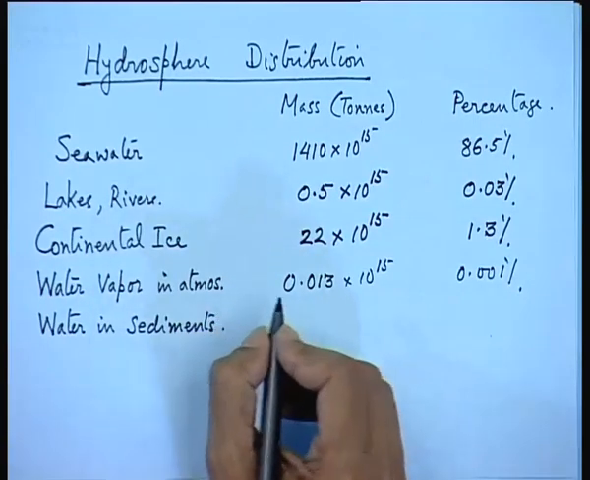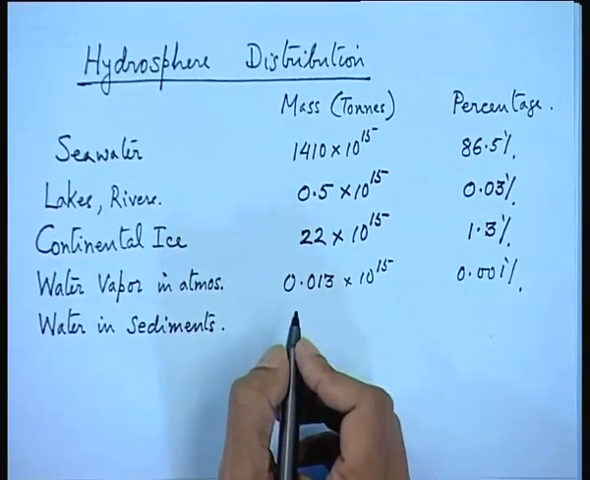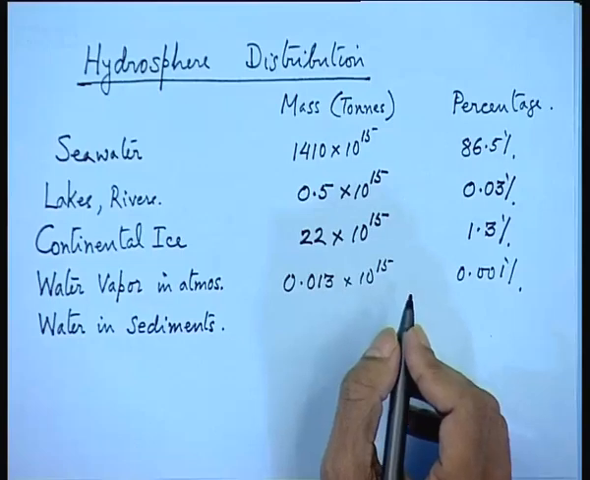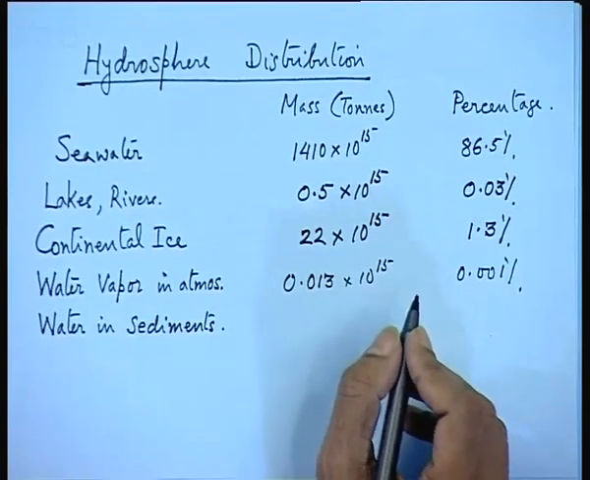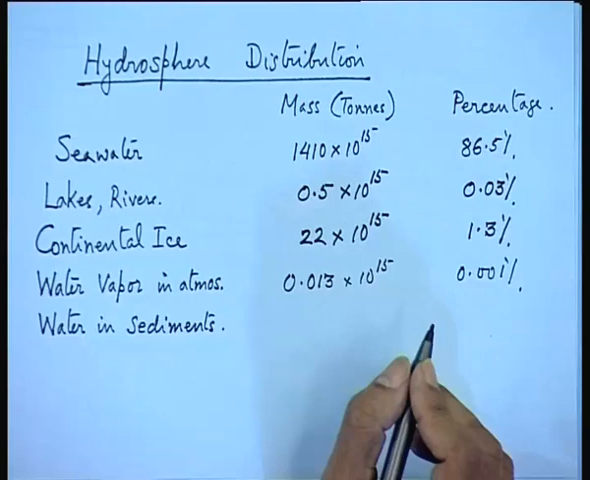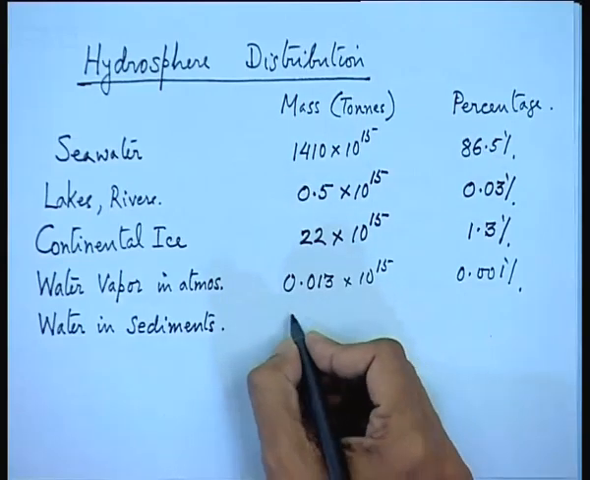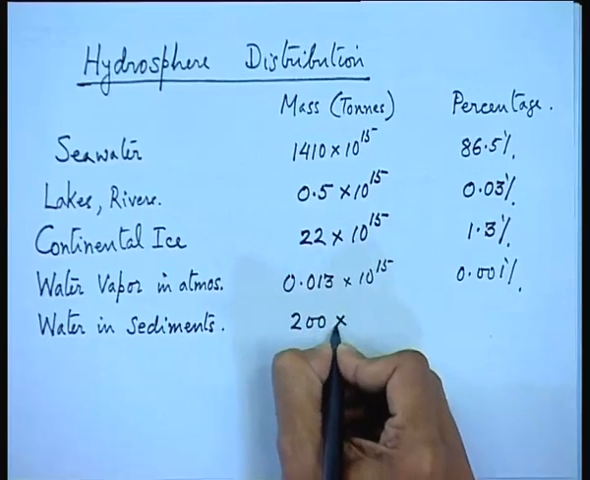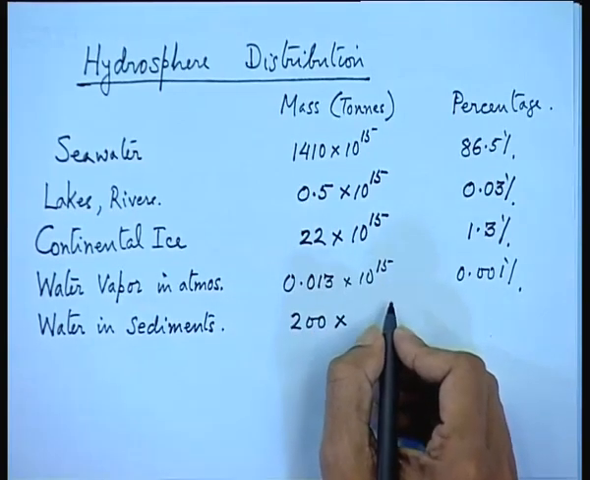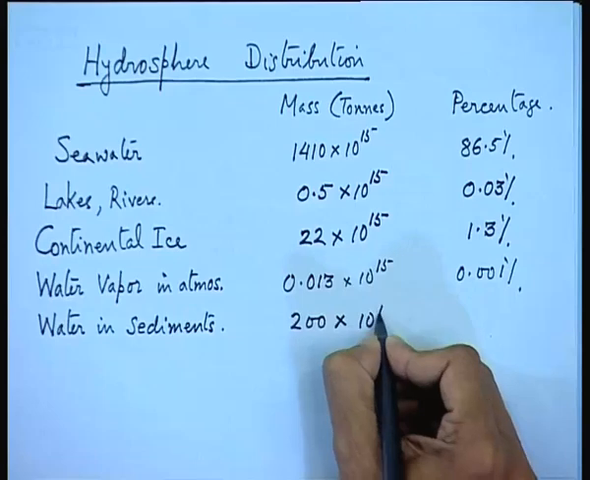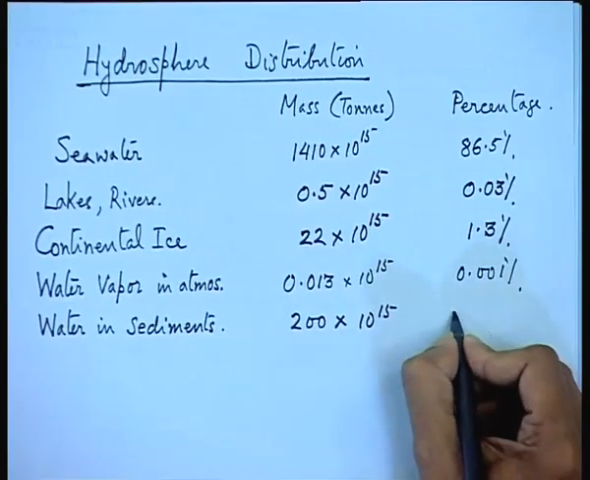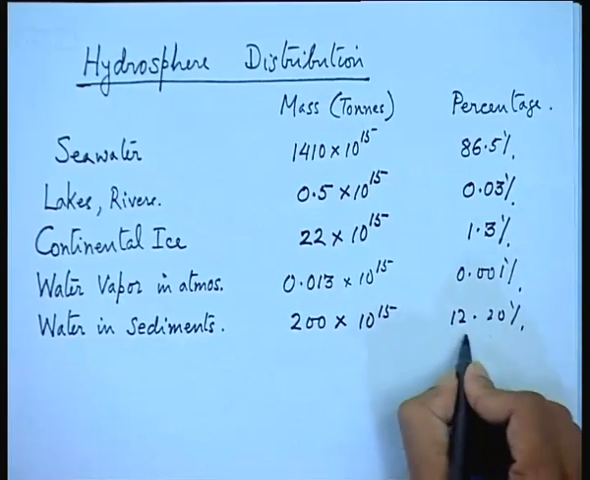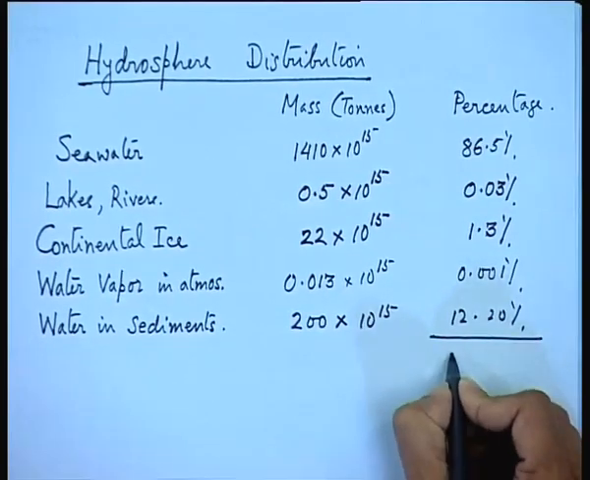Sorry. So, sediments are on the sea floor or below the lakes and rivers. These are also quite substantial, somewhat 200 multiplied by 10 to the power 15. So, this is 12.2%. The total, if you make up, is 100%.